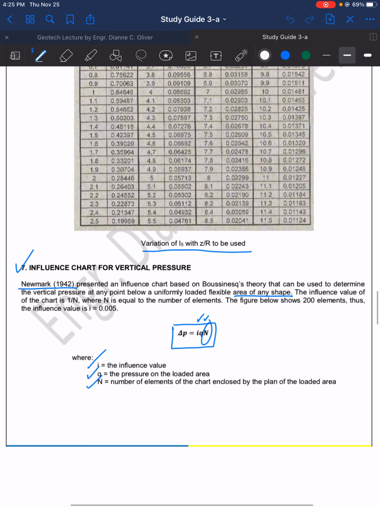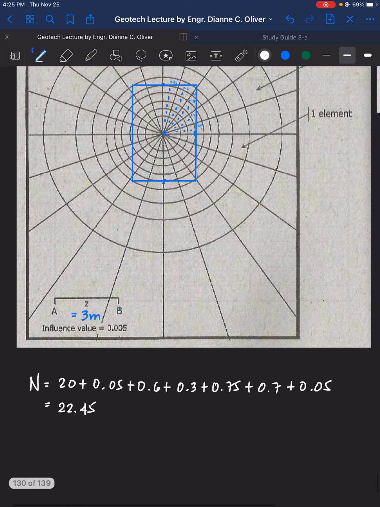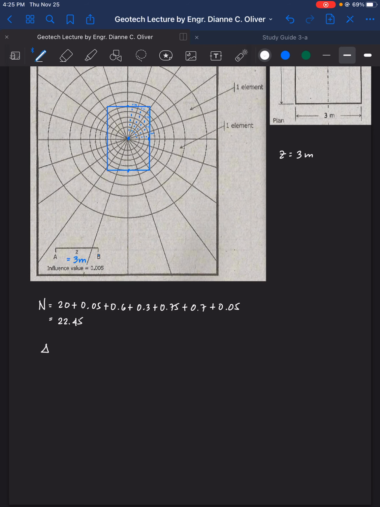Going back to the formula for number 7, the formula is delta P equals IQN. So delta P is equal to IQN. Our I here is fixed, 0.005, multiplied with our Q, which is 120. The number of elements, 22.45. Delta P is now equal to 0.005 times 120 times 22.45.